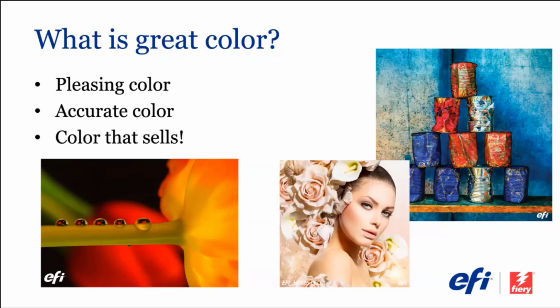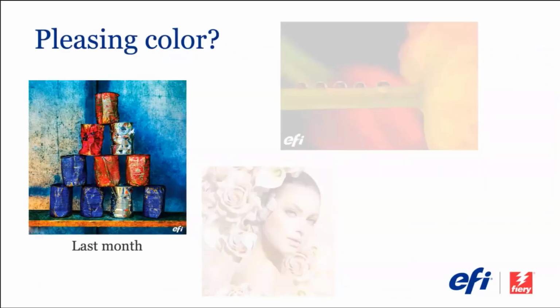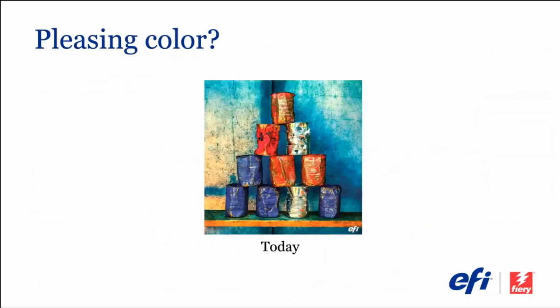Let's talk a little bit about pleasing color. We look at these images and, gosh, they all look pretty good. There's nothing obviously wrong with any of them. But let's take a look at this one image. This is what you produced last month, as an example. You printed this, your customer came, got it. She said, hey, that looks great. Goes back to her office. Now she comes in this month, and today you printed this.